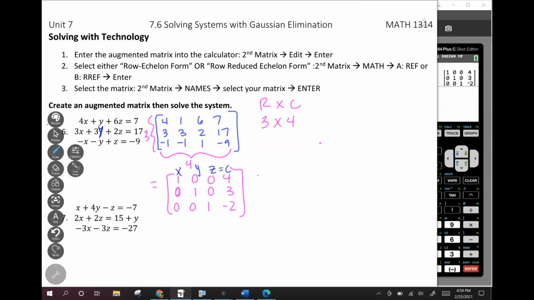Okay, so in this first row, we've got x equals 4. In the second row, it says y equals 3. And in the third row, we've got z equals negative 2. So the ordered triple is 4, 3, negative 2. And that's how you can do that in your calculator.